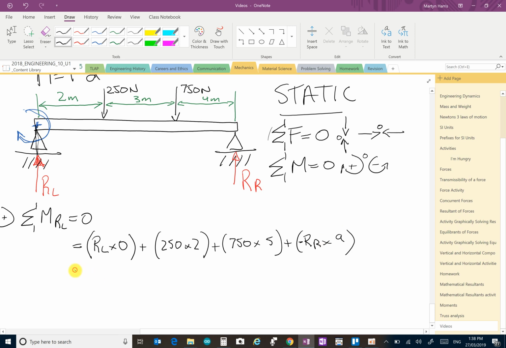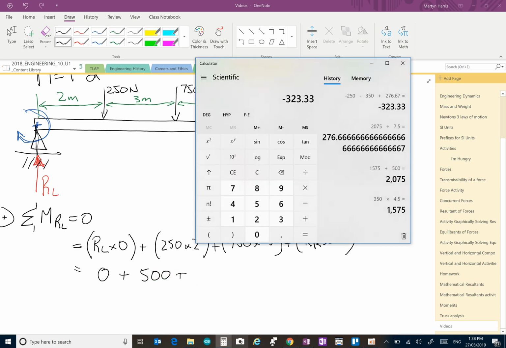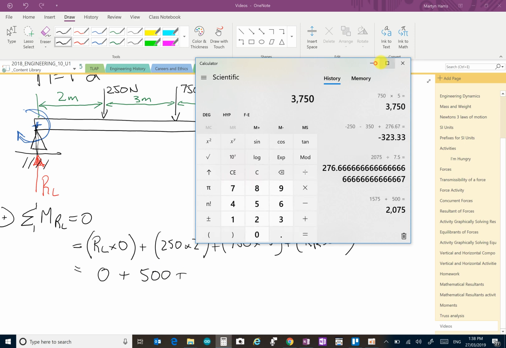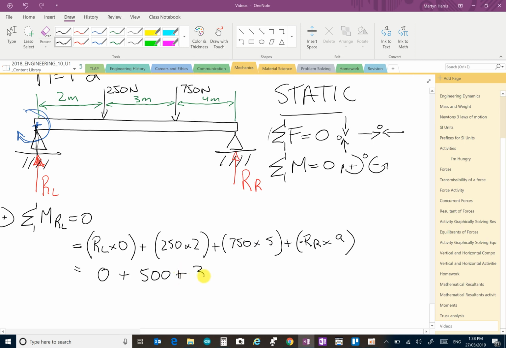Alright, we can work these out now. I'm just going to say the first bracket equals 0, because anything times 0 is 0. The next one is 500. And the one after that is going to be a bigger number: 750 times 5 equals 3,750. The last one is going to be negative, because a negative and a positive multiplied together equals a negative, so it's going to equal 9RR.